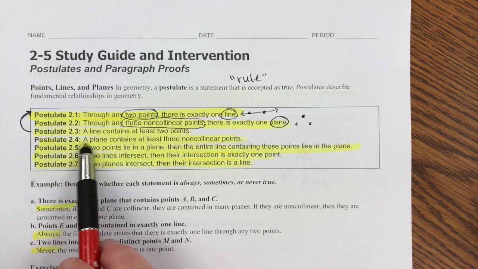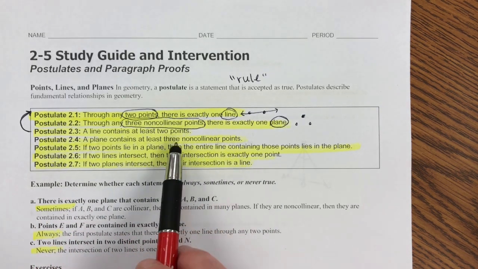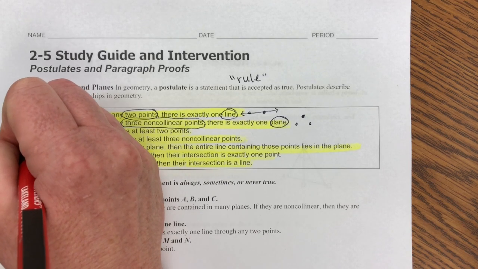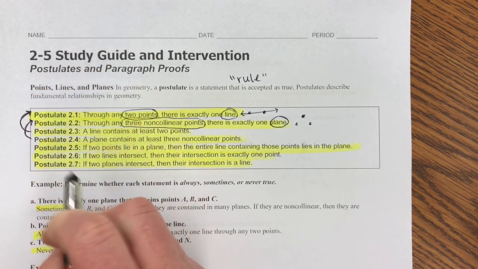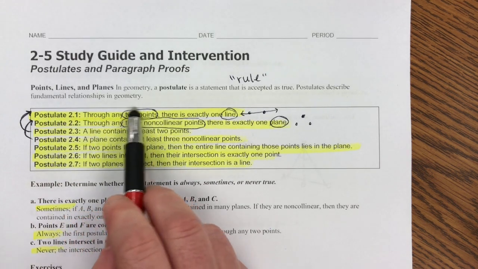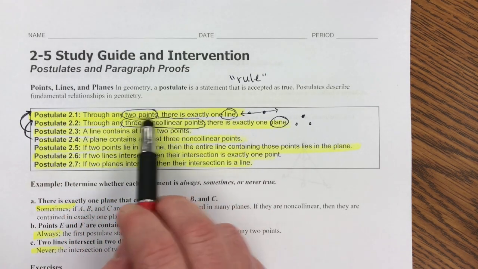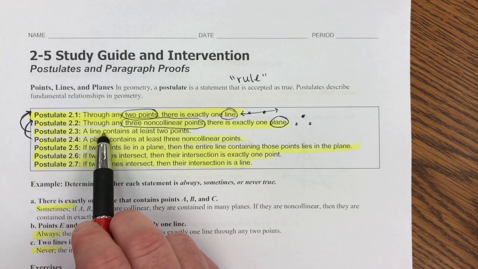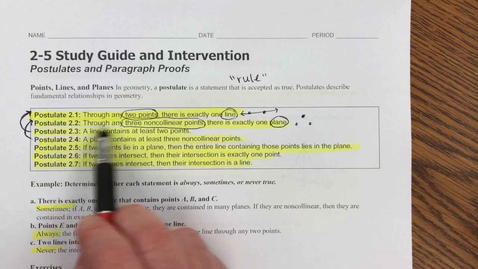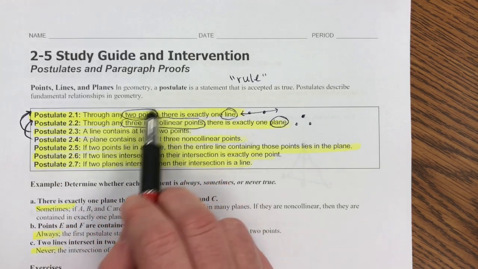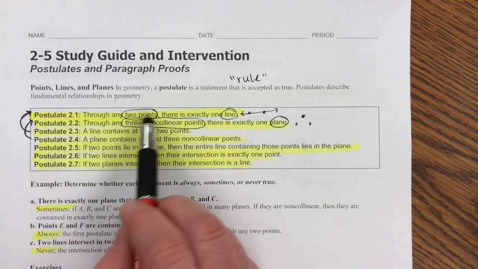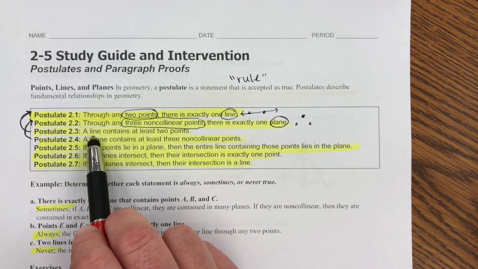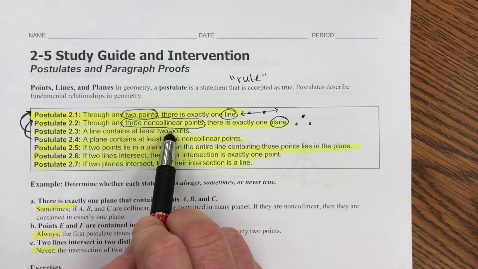All right, postulate 2.4, a plane contains at least 3 non-collinear points. This one sounds like 2.2. Again, it's the order of how it says it. 2.1 says, through any 2 points, there's a line. So we're talking about the points first and the line last. Postulate 2.3 talks about the line first and the points. So we just flip-flop the order of what we're talking about. Here we're focused on the points, the little pieces that make up the line. Here we're focused on the line made up by the little pieces, right?